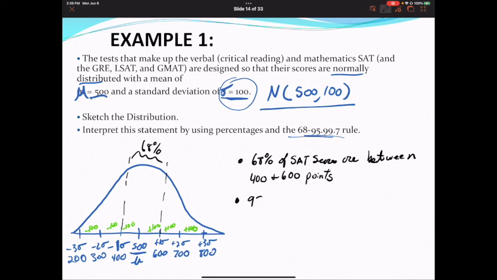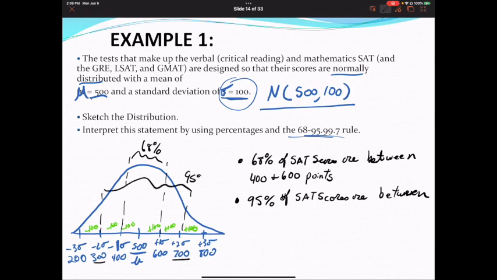Next, I have that 95% of SAT scores are between, right? Have you seen that parentheses to repeat stuff? Of SAT, I'll just write it out. Scores are between, well, that's going to be 700 and 300. So this right here, that's 95% of my data.